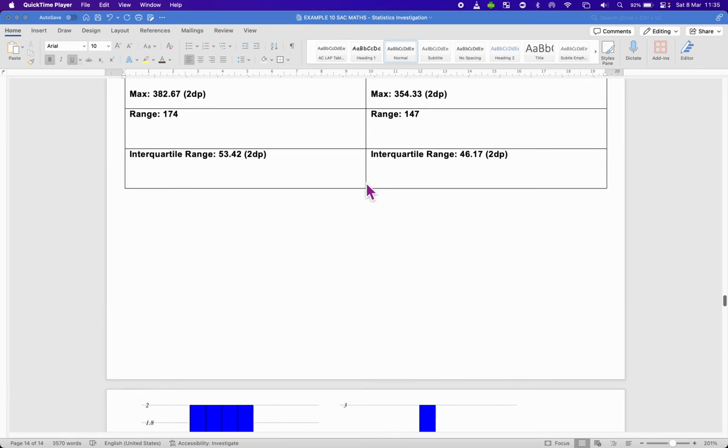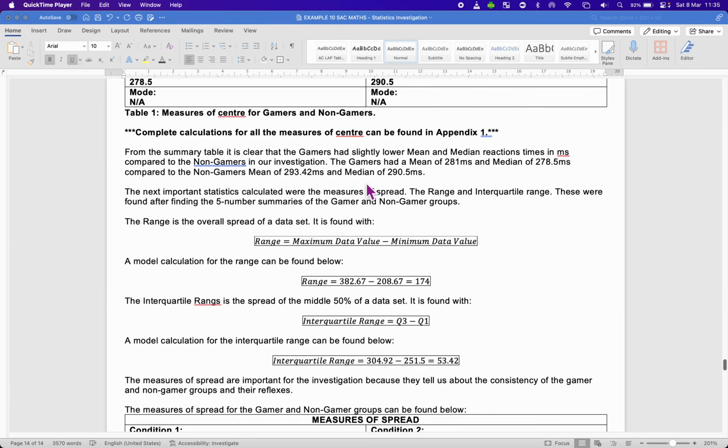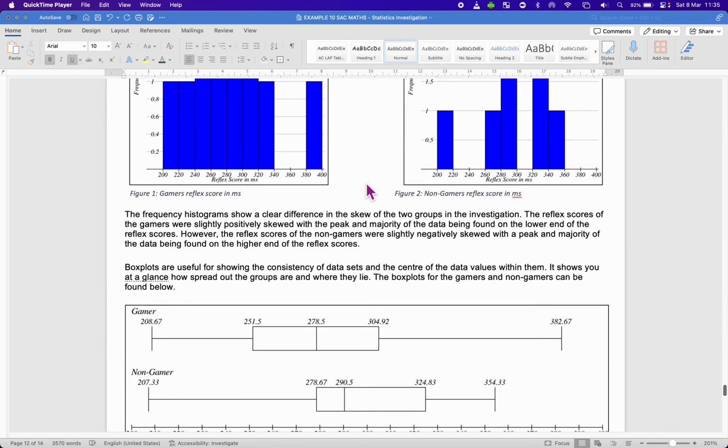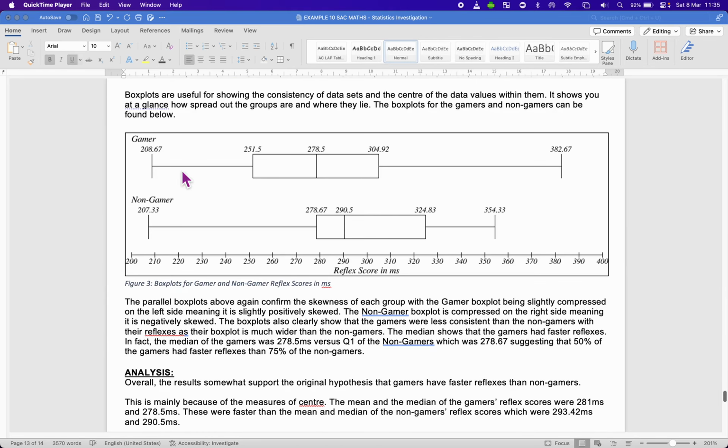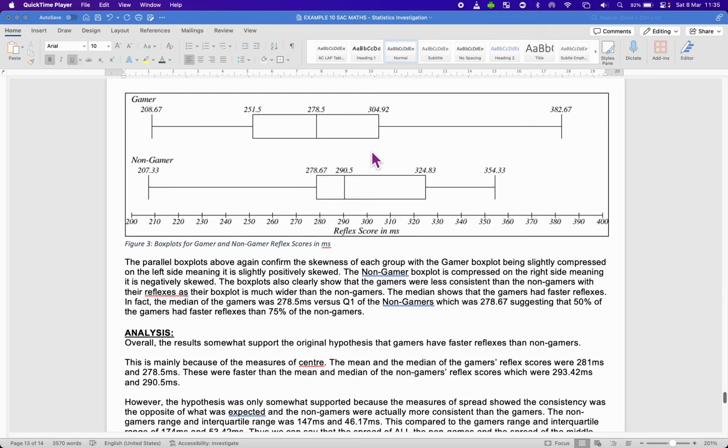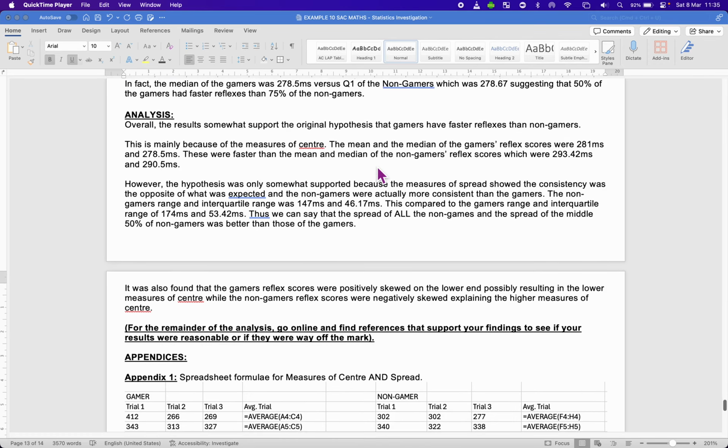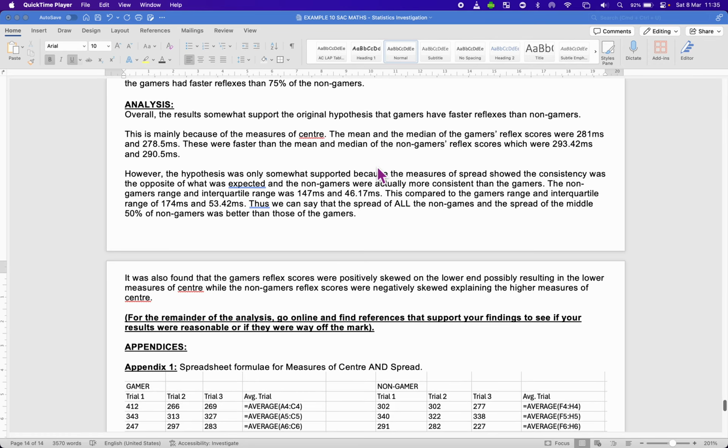Okay, I've come up with the result that I think that gamers have better reflexes than non-gamers. However, it's a bit inconclusive because the range of the gamers is much wider than the non-gamers, so the gamers were less consistent than the non-gamers. Okay, so it doesn't all support my hypothesis.